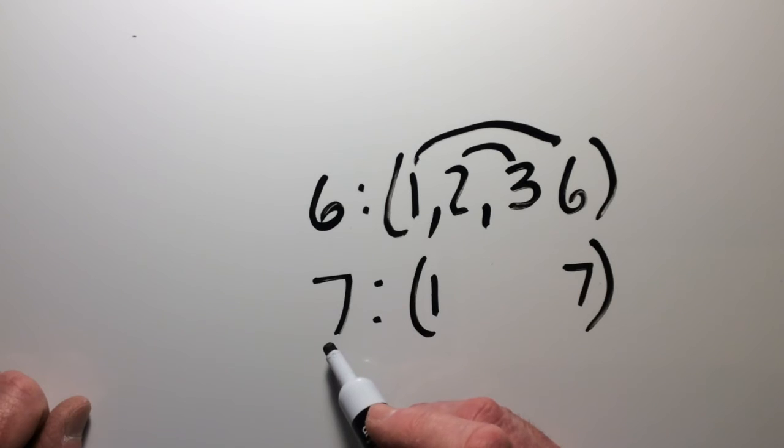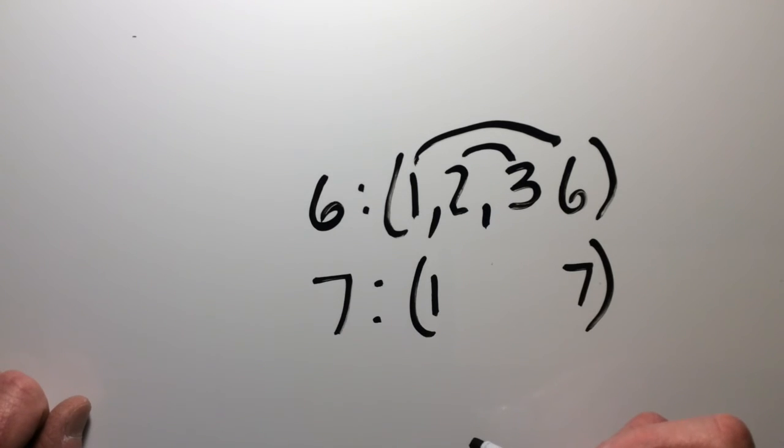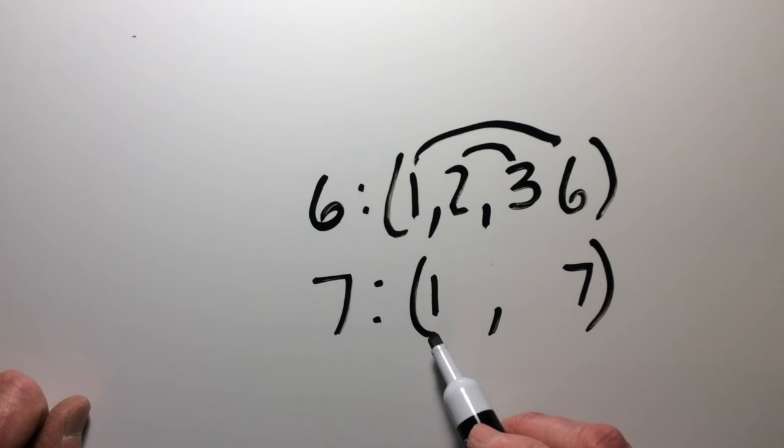I know that 7 is not an even number, so 2 won't work. I know that 3 times 2 equals 6, so that doesn't work. 4 doesn't work, 5 doesn't work, 6 doesn't work. So the only factor pair that I have for 7 is 1 and 7. And remember, when a number only has two factors, 1 and itself, we say that those numbers are prime numbers.